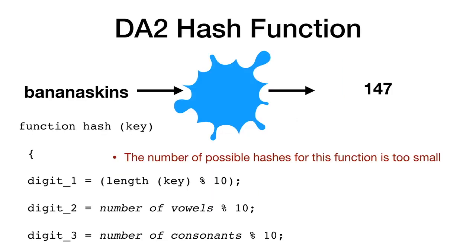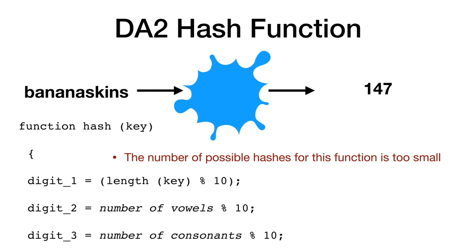Now, this is a particularly poor hash function, of course, because the number of possible hashes this function can generate, there's only 1,000 of them. So it's way too small to protect against a kind of brute force attack.